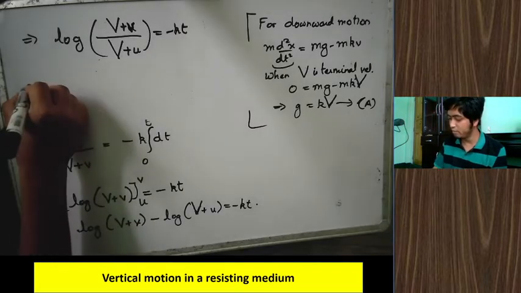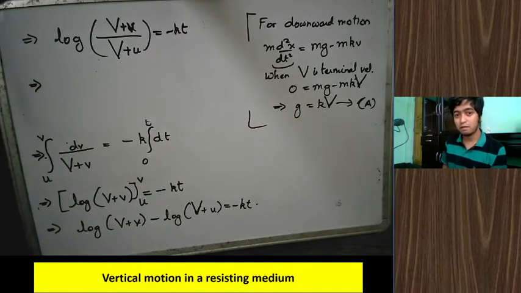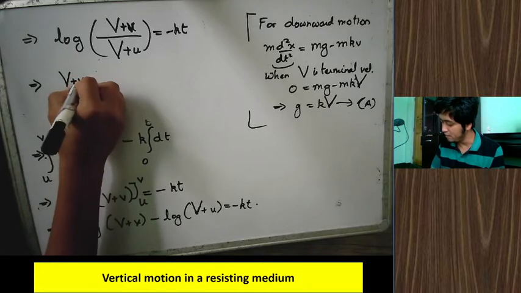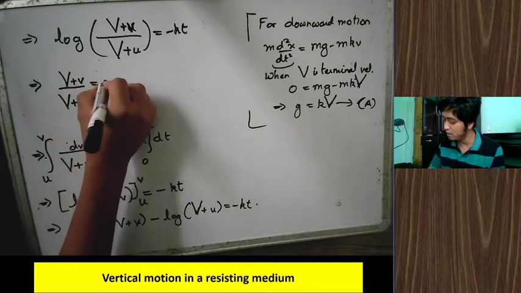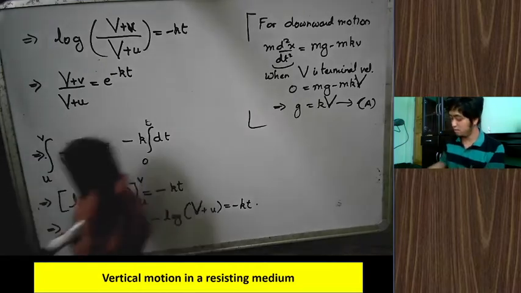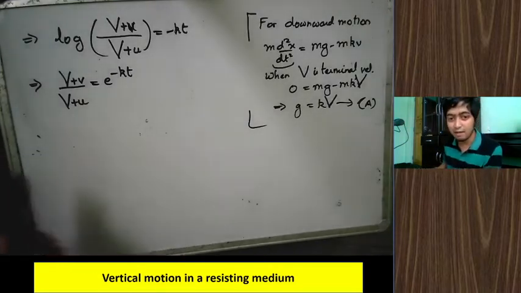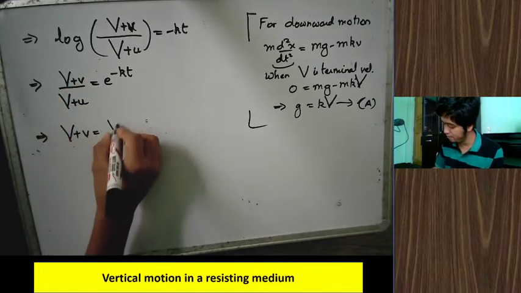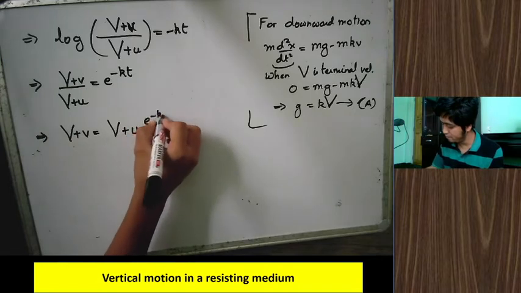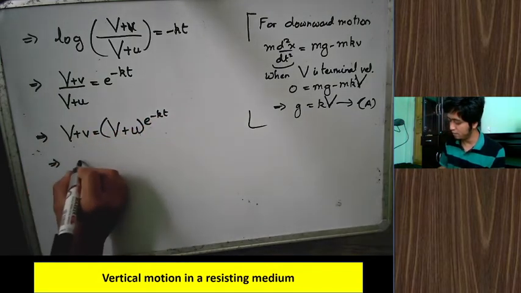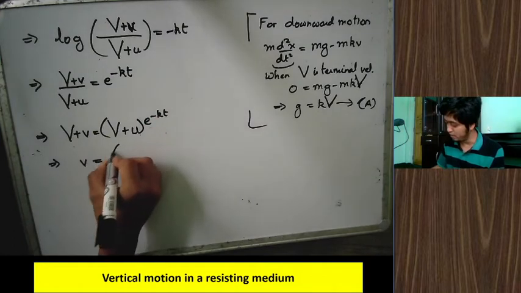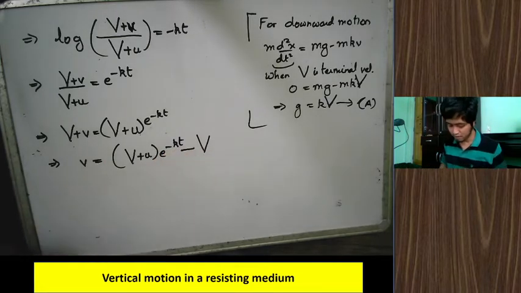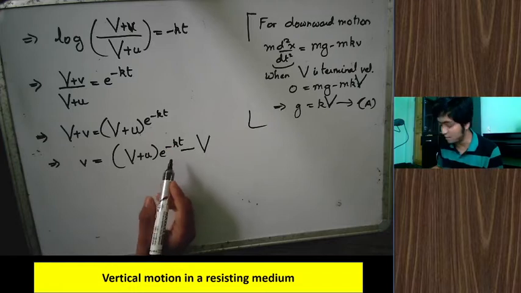So ultimately we will be having V plus v over V plus u equal e to the minus kt. And then, because we need the expression for the velocity, small v will be (V plus u) e to the minus kt minus V. Okay, let me just check. Yes, that is the required expression that we want to find.